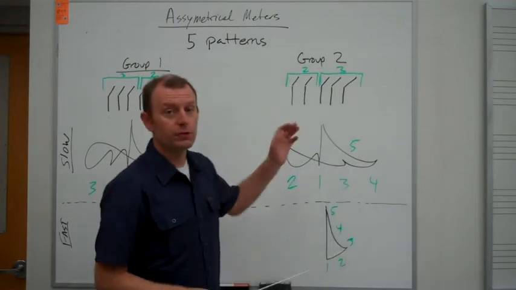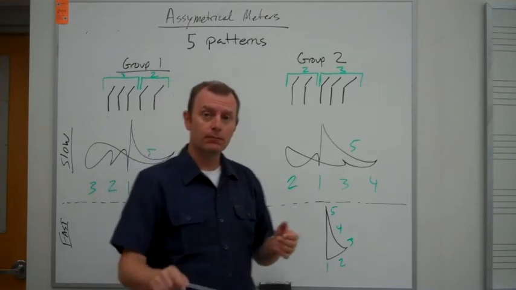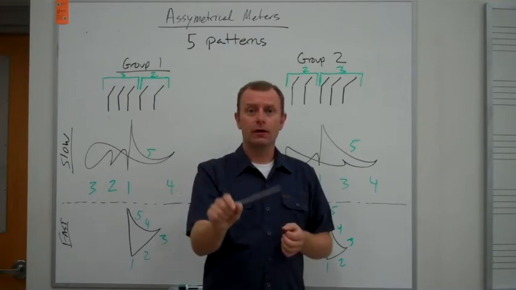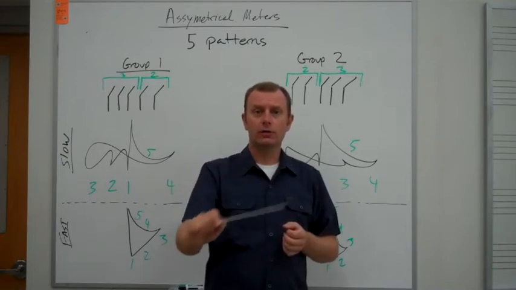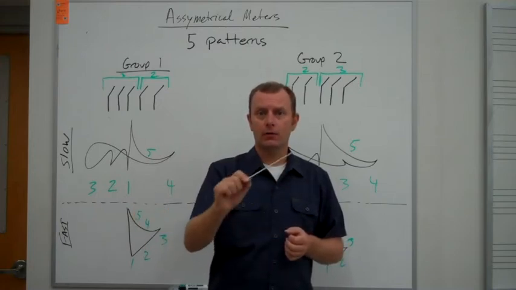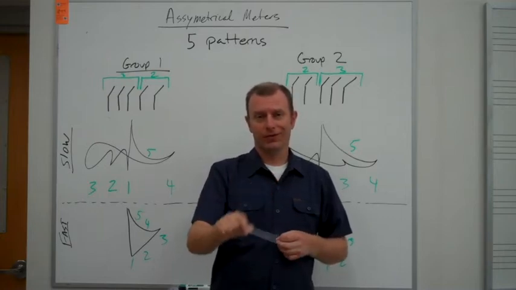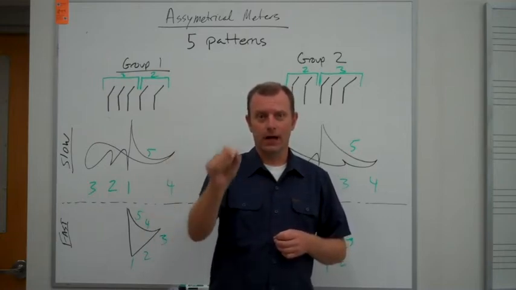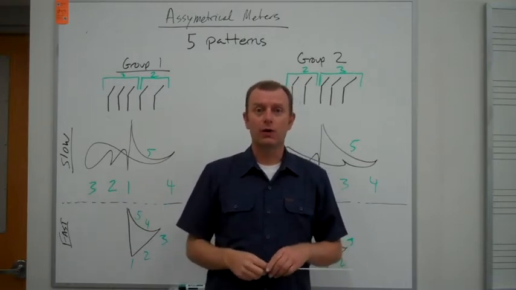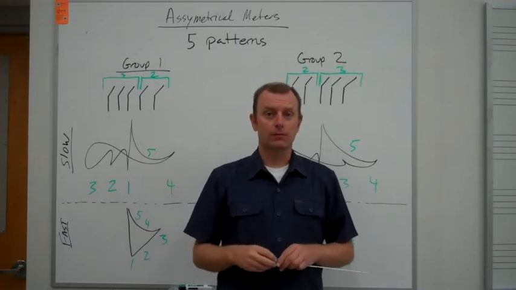When we're dealing with group two, where we have a pairing of two followed by a grouping of three, we end up having down, in, out, out, up. Down, in, out, out, up. One, two, three, four, five. These are the two different ways that we do our 5 meters in a slow tempo.